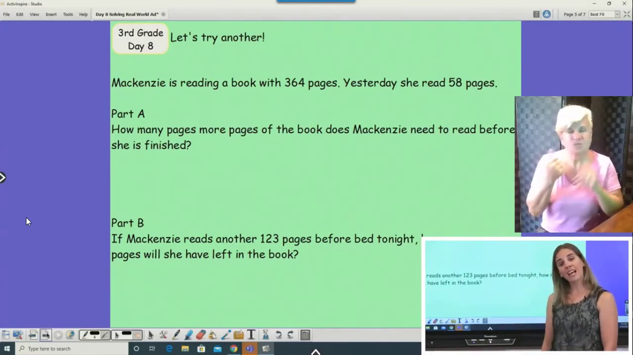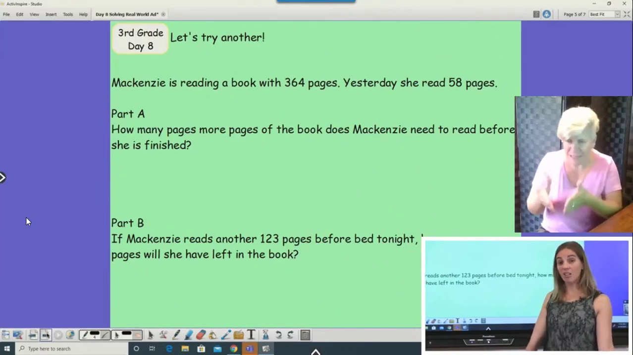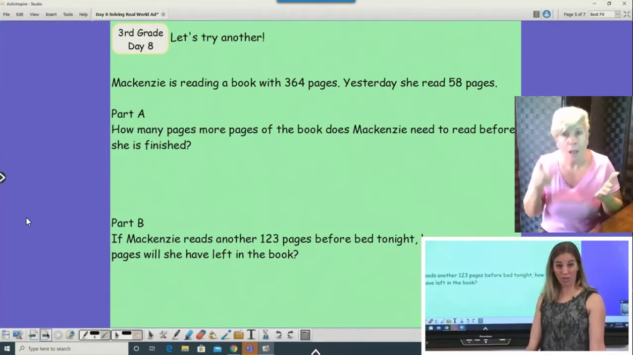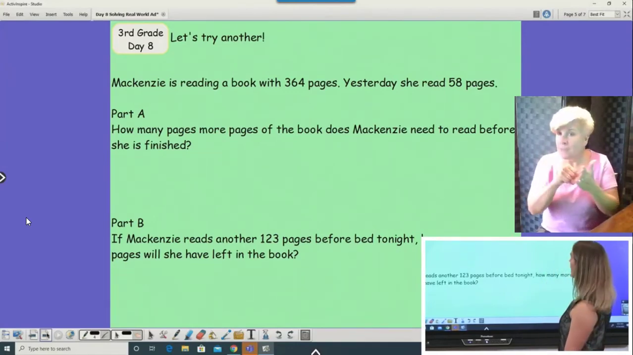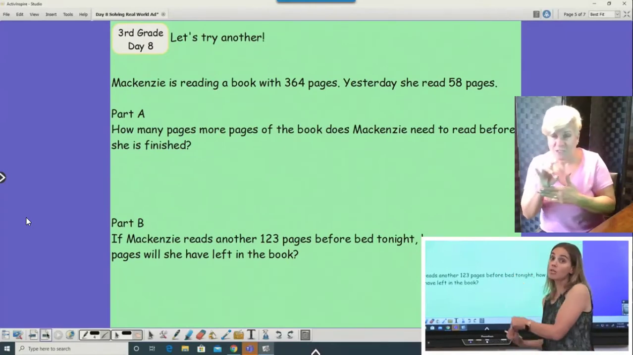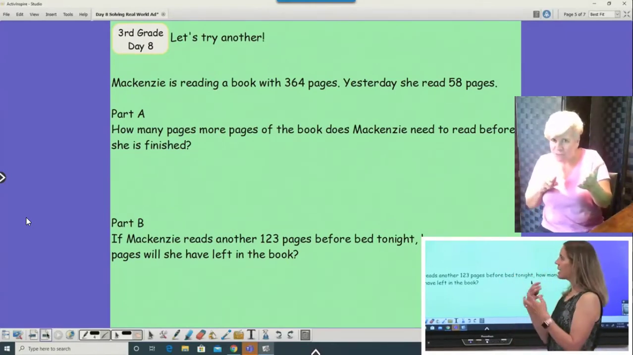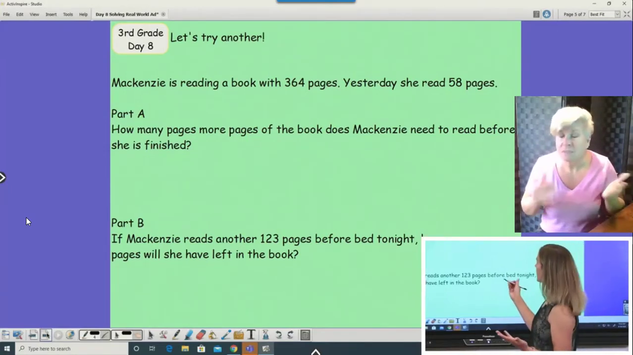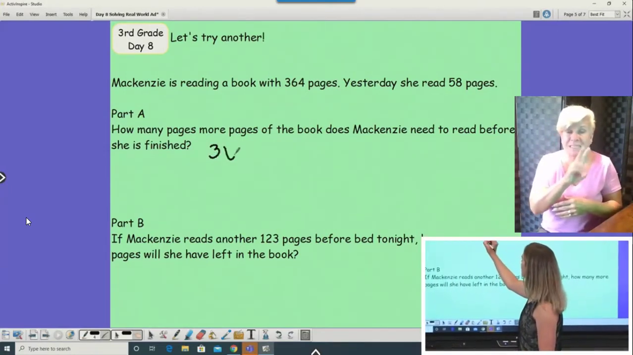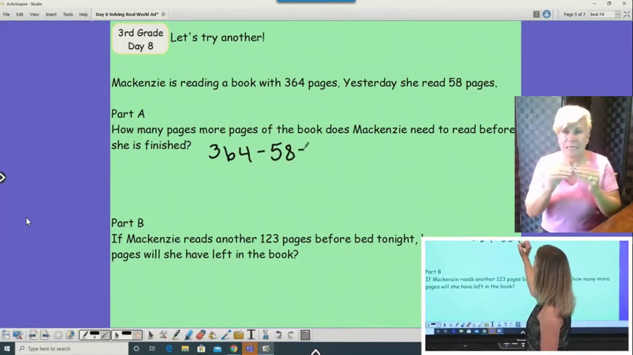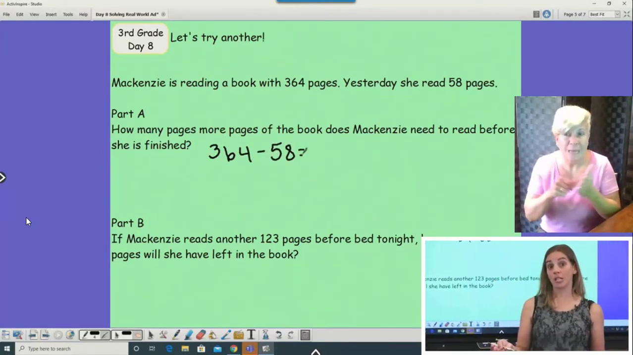So what I'm trying to figure out is how many pages are left in the book if Mackenzie's already read 58. Well, I know how many pages are in the book altogether, don't I? Yeah, 364. And I know how many pages she's already read, which means I want to take those pages out. So if I'm taking pages away, am I adding or subtracting? That's right, I'm subtracting. So I'm going to do 364 minus 58, and that will tell me how many more pages she needs to read.